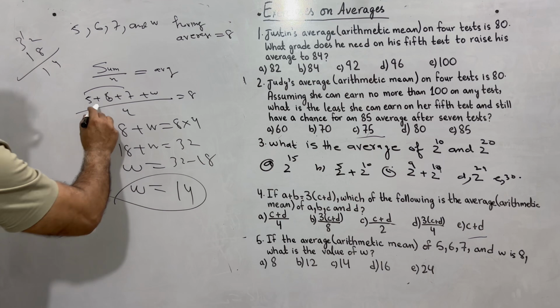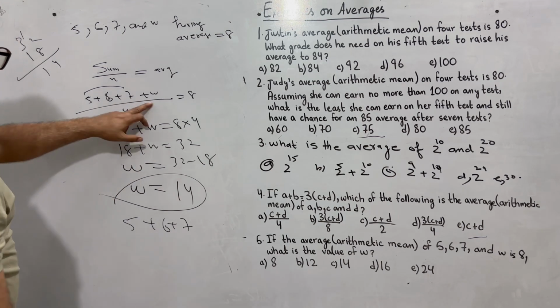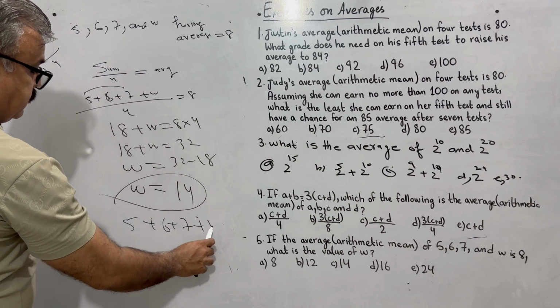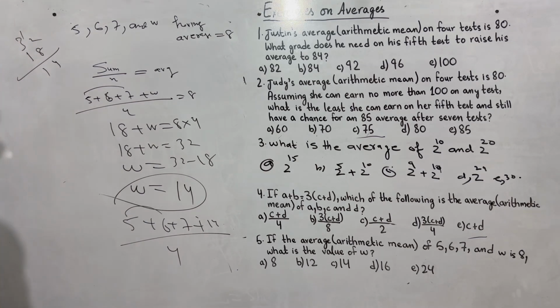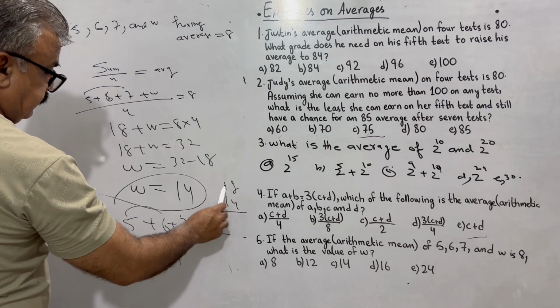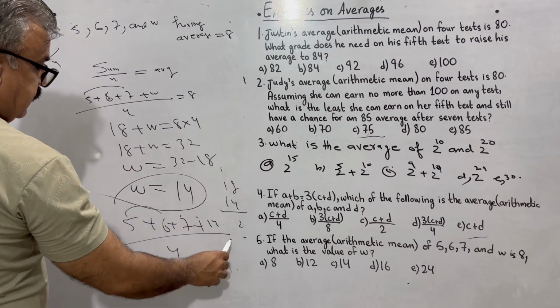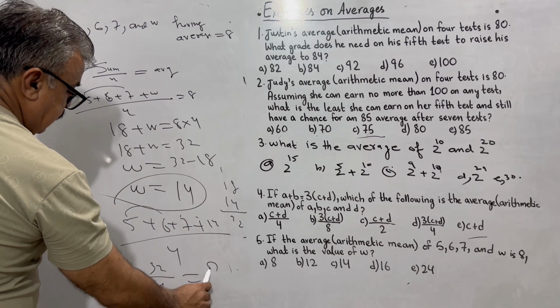One can verify by putting 5 plus 6 plus 7, instead of W put 14, divided by 4. 5 and 6, 11, 11 and 7, 18, 18 and 14, 32. 32 divided by 4 is 8.